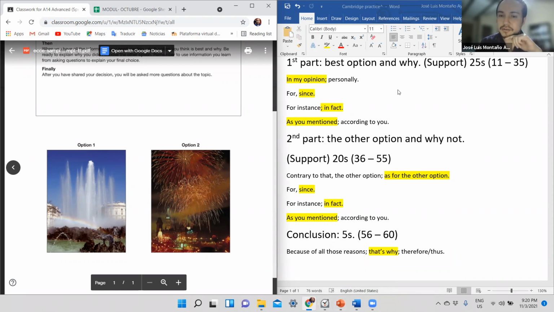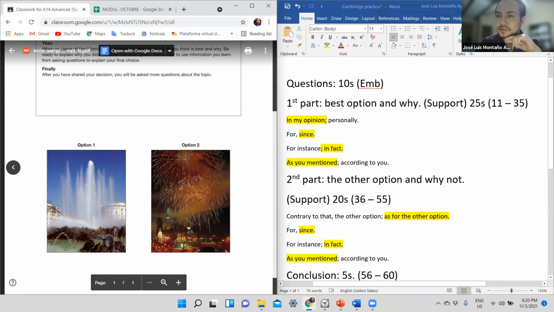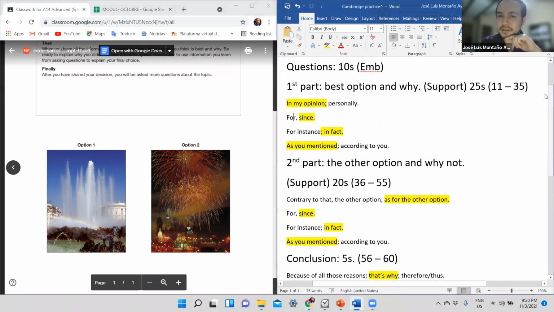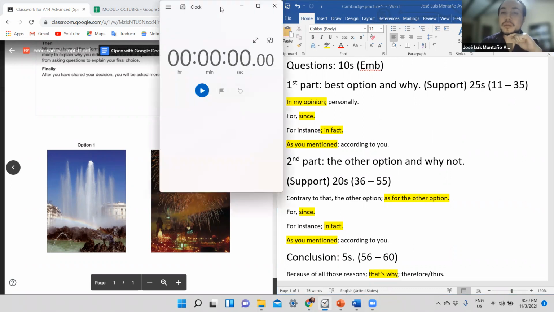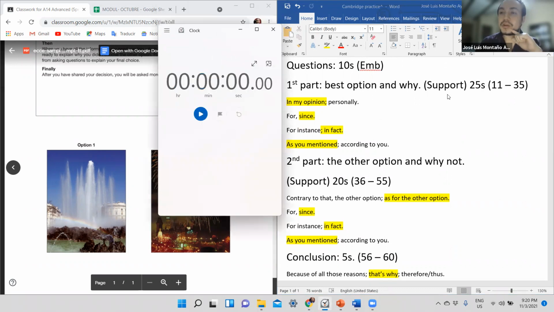If not, remember to use this structure. Once again, it's going to be like that. I think you read everything and the timer. So again, please, you have 1 minute, and you may start now, please.